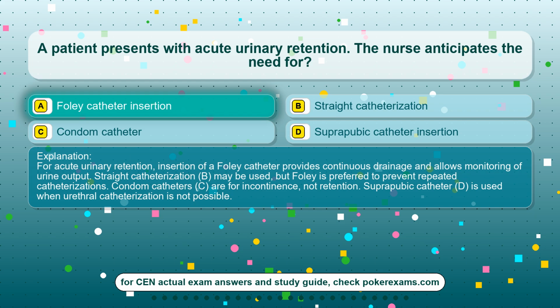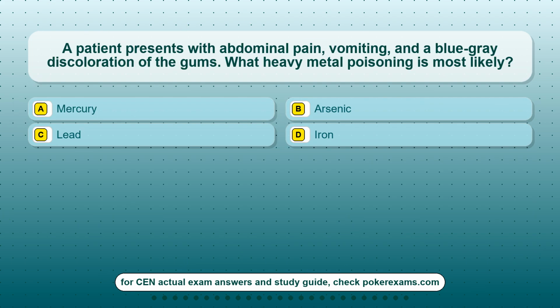Question 12. A patient presents with abdominal pain, vomiting, and a blue-gray discoloration of the gums. What heavy metal poisoning is most likely? Option A, mercury. Option B, arsenic. Option C, lead. Option D, iron.